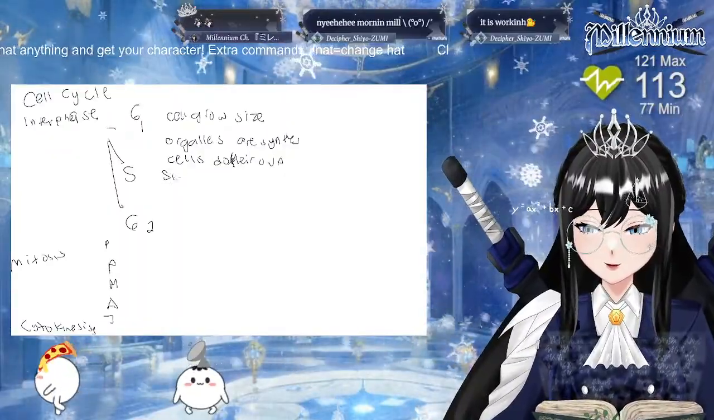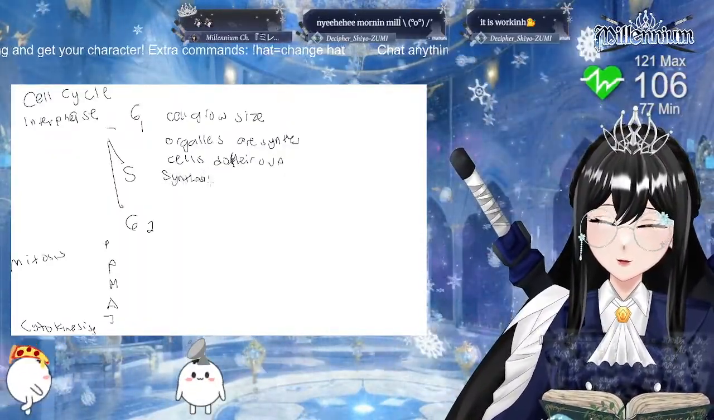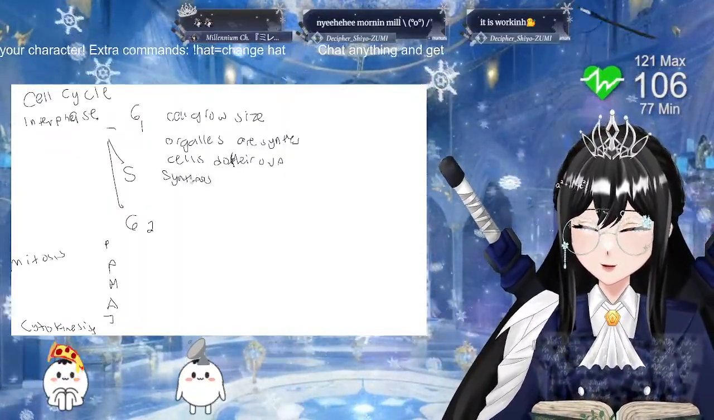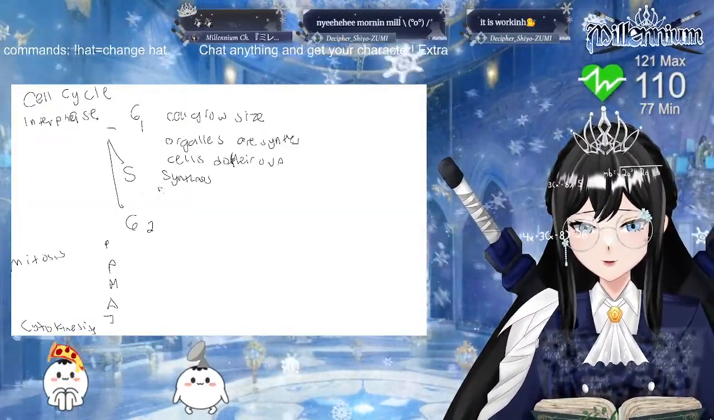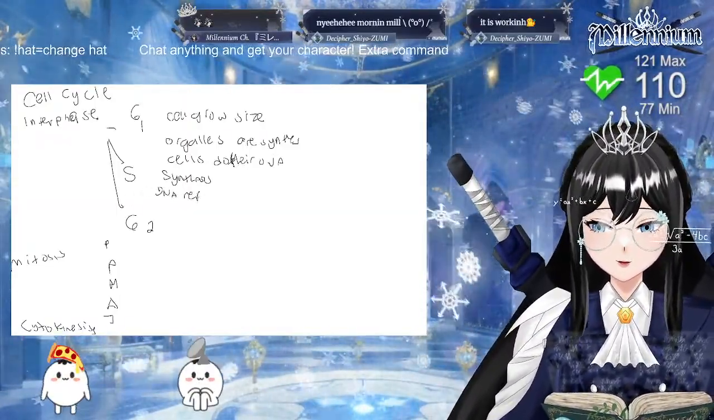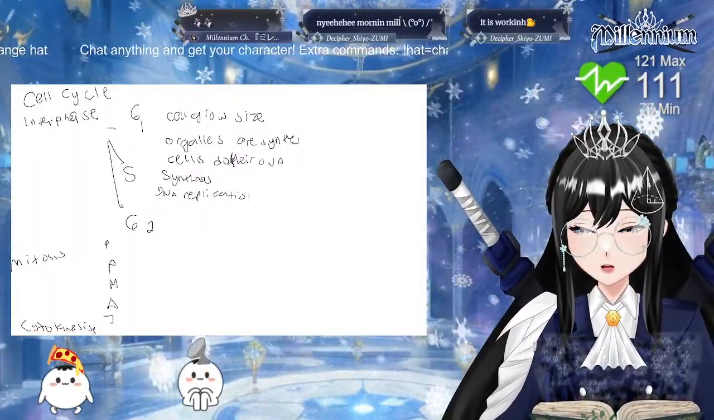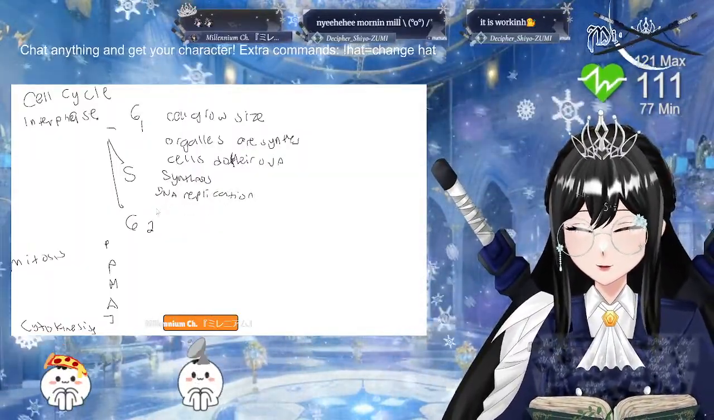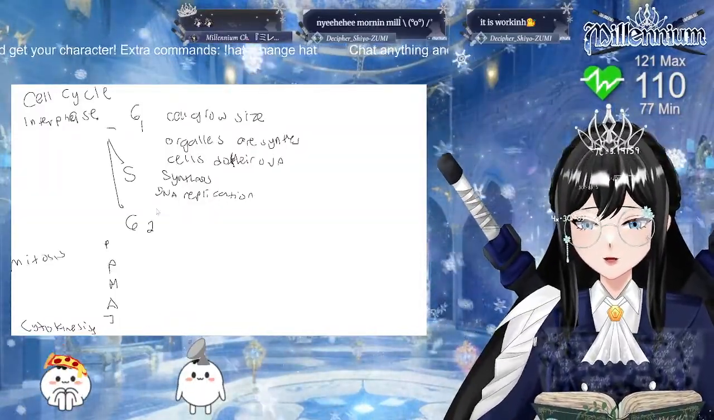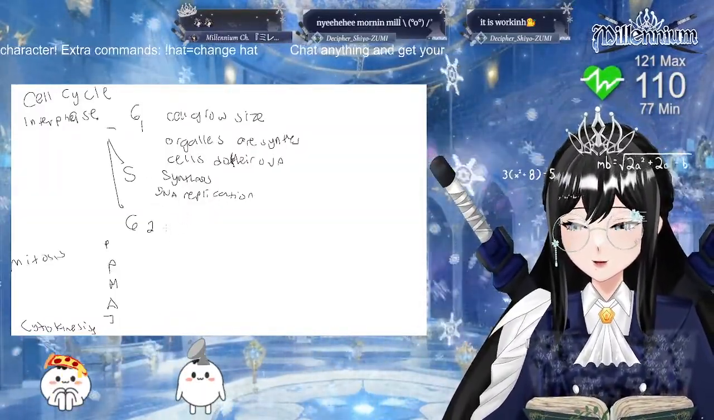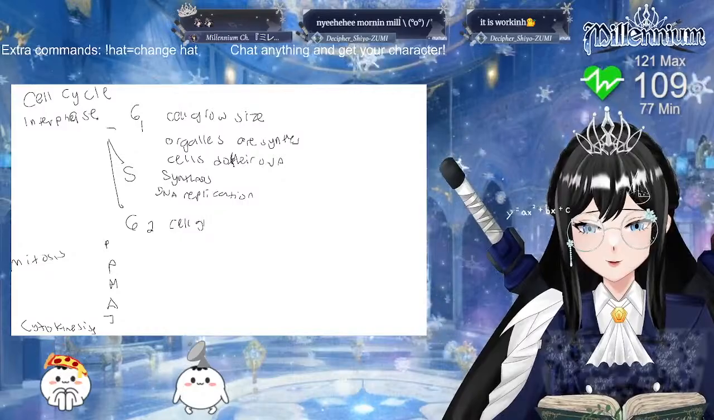S phase is synthesis. This is where DNA replication occurs. Histones and other stuff would be produced here. And then for G2, that's actually where the cell grows more.